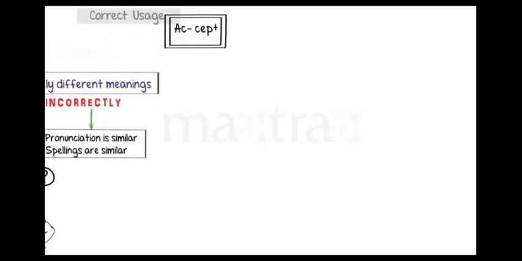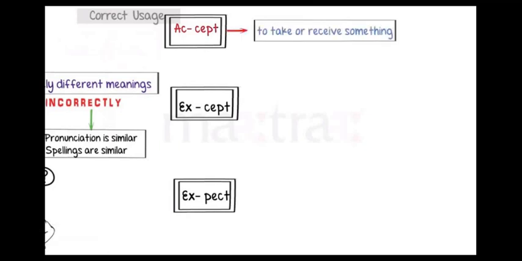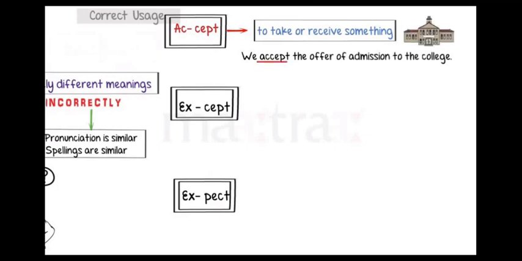Accept, accept, expect. Accept means to take or receive something. We accept the offer of admission to the college. Shaila accepted the gift graciously.